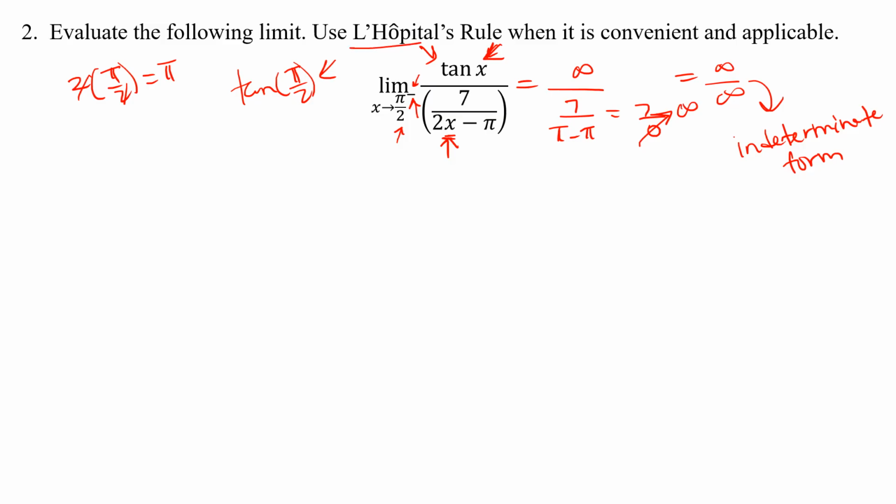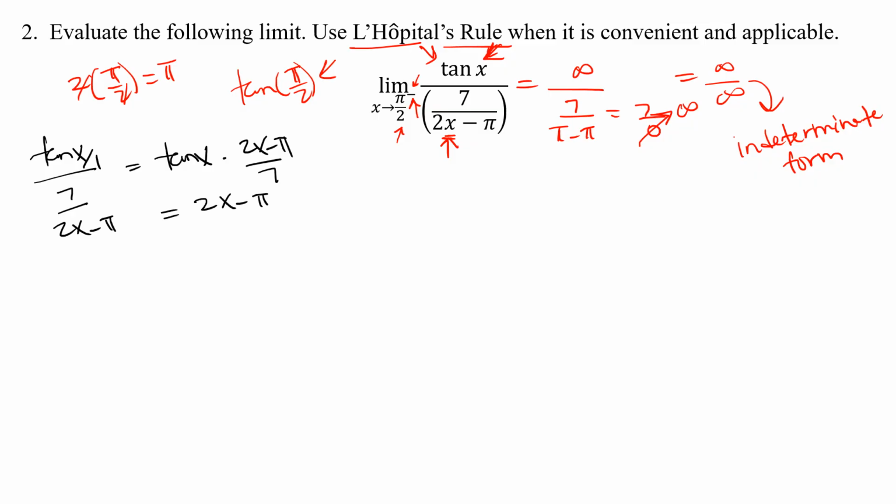So anytime we get that kind of form, we know we can now conveniently apply L'Hopital's rule, okay? So what we're going to do first is see if we can rewrite our function, just to help us with taking a derivative. Let's rewrite our function. Of course this tangent is understood to be over 1, so we can rewrite this as tangent times the reciprocal of the bottom. I'm just going to rewrite it with my 2x minus pi in the front times my tangent x, and then all of that is over 7.